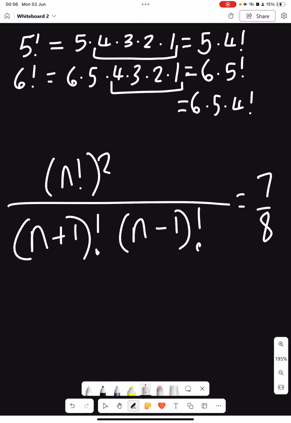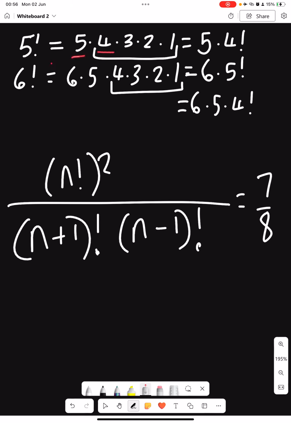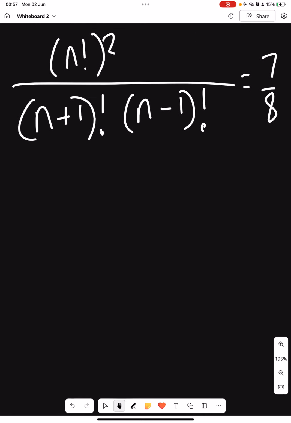And you must notice that we always get one less. 5 minus 1 gives us 4, minus 1, 3, minus 1, 2, minus 1, 1. You see it? So now, ladies and gentlemen, we can go and apply that to our question.